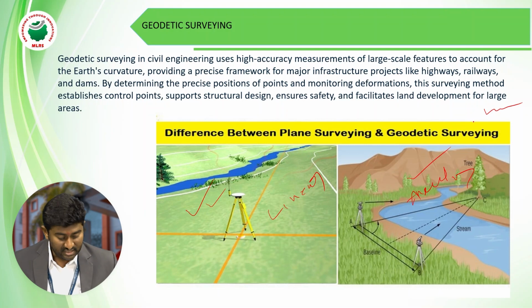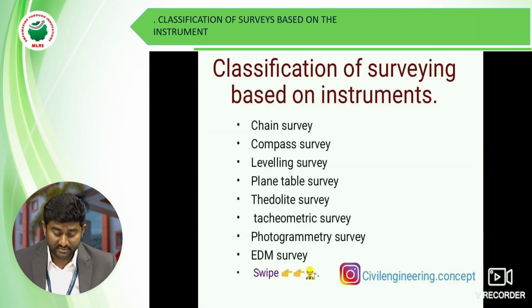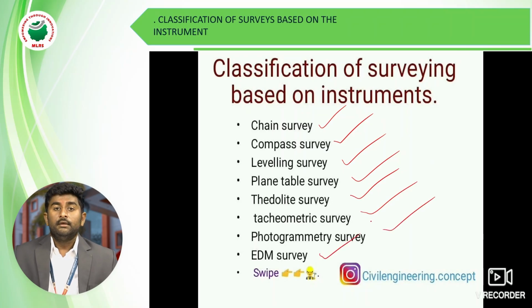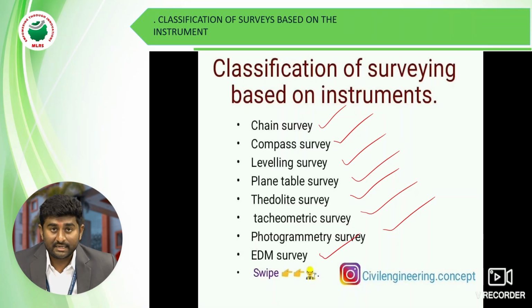Okay. Next, coming to the classification of surveying based on the instrument. First one, chain surveying. Second one, compass surveying. Third one, leveling survey, plane table surveying, theodolite surveying. Next, tachometric surveying, photogrammetric surveying. Next, EDM surveying. These are the secondary classifications of surveying based on the instrument.